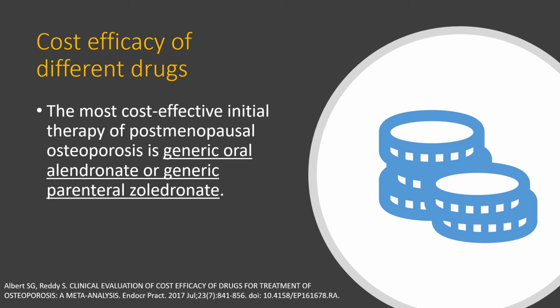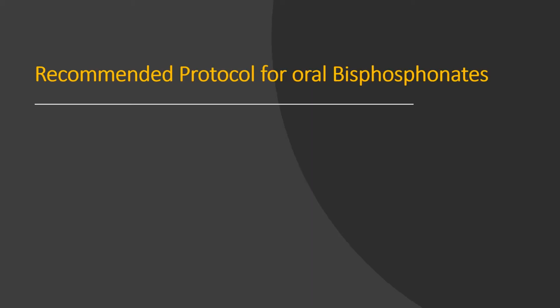Research has shown that the most cost-effective initial therapy of postmenopausal osteoporosis is either generic oral alendronate sodium or generic parenteral zoledronate. So either you give them a single shot of zoledronic acid once a year, or you put them on oral alendronate sodium once every week. The cost comes out to be equal at the end of the day.